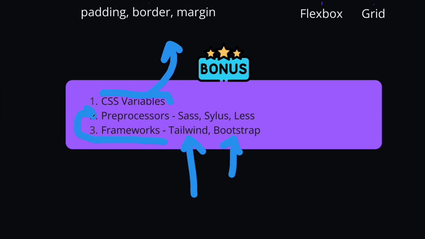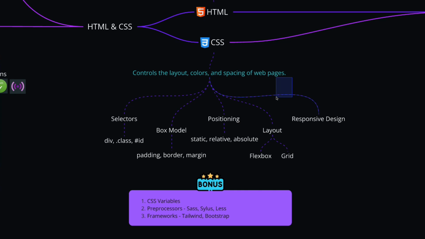Compared to preprocessors, this is a bit larger topic, so you would probably need to spend around 2 to 3 weeks here to learn about one of these frameworks, and I would recommend starting with Tailwind because that's the most popular option right now. These are the bonus points for CSS.